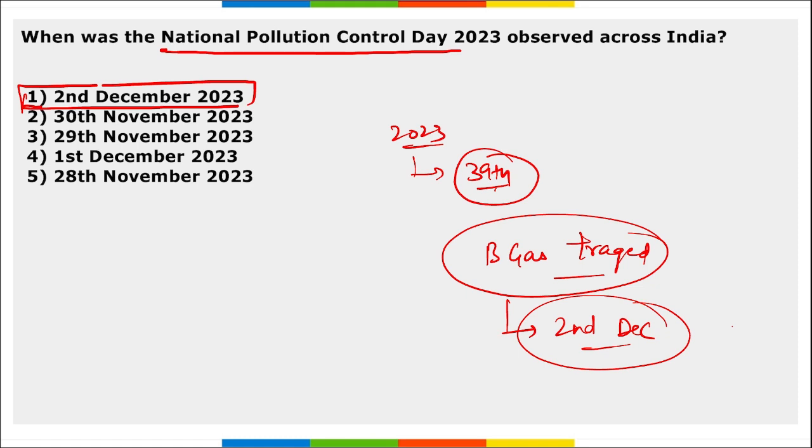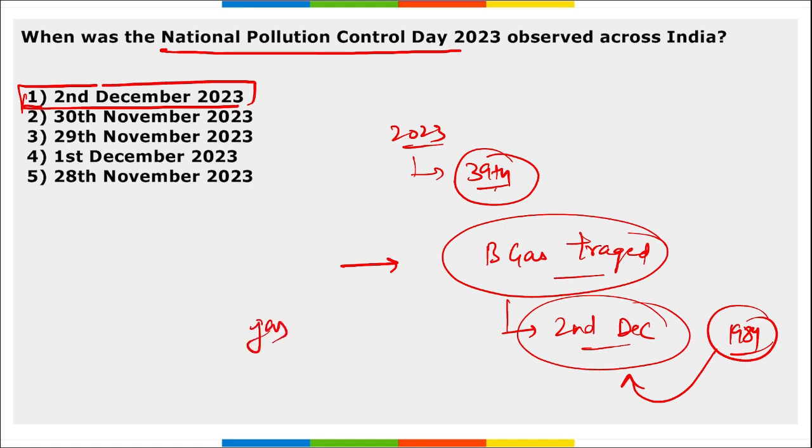And to honor the people who lost their life during the 1984 gas tragedy that took place on 2nd of December, this day is observed. And this was the 39th anniversary of the Bhopal gas tragedy.